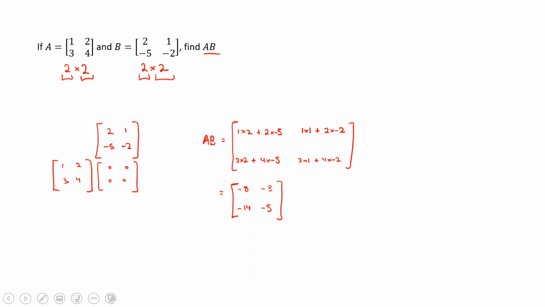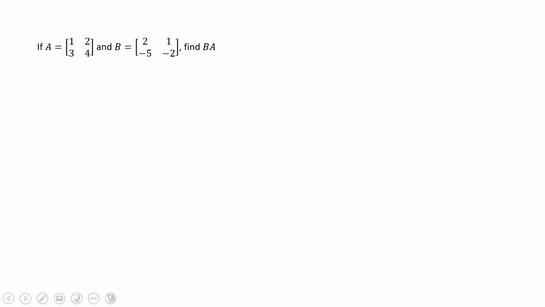Okay, so one more example. We're going to use the same matrices, but now we're going to do B times A. So we're going to multiply them the other way around. All right, and like I said at the beginning, it's not necessarily going to be the case that A times B will equal B times A. Okay, 99% of the time, that's not going to be the case. Okay, they're going to be different. Let's see what we get.